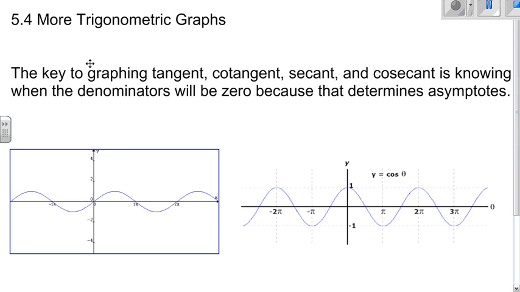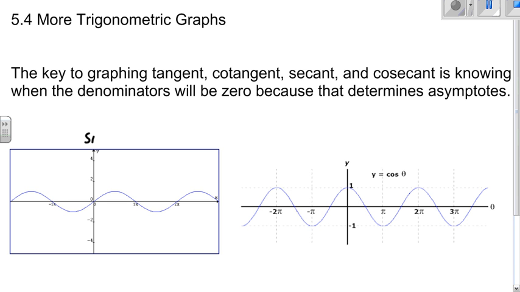Section 5.4, more trigonometric graphs. In this section we're going to try to graph tangent, cotangent, secant, and cosecant. And the trick to all of that is knowing when the denominators will be 0. Because whenever the denominator is 0, that means there will be an asymptote in the graph.